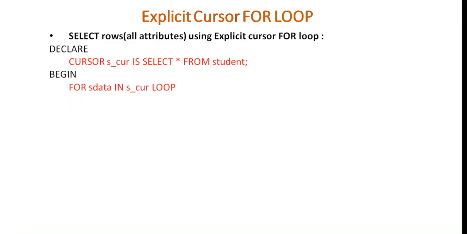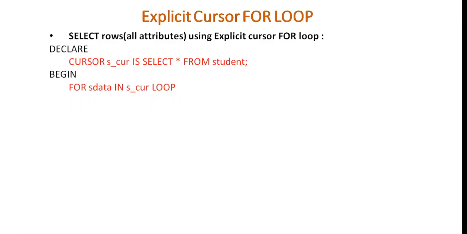Then the begin section is there. In the begin section, we don't have the open cursor command, as we had written that command in our previous program. Here we are directly writing the for loop: for s data in scur loop. Now here s data is an index variable. In our previous program we declared that simple variable explicitly in the declare section. In the previous program we had two declarations: one was the cursor declaration and the second was a simple variable.